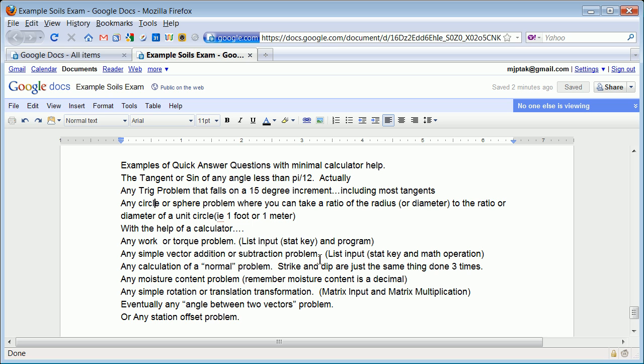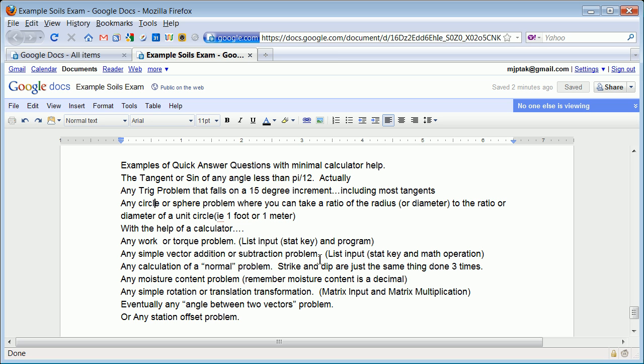Any moisture content problem, write that one out, put it in a calculator. The dry unit weight equals the moist unit weight over 1 plus the moisture content, but the moisture content must be in a decimal. Simple rotation or translation, put your transformation matrix, 1 0 0 0, 0 1 0 0, 0 0 1 0, 0 0 0 1, in one matrix, and put your points stacked up x over y over z over 1 for as long as you want, and multiply using the standard matrix multiplication.